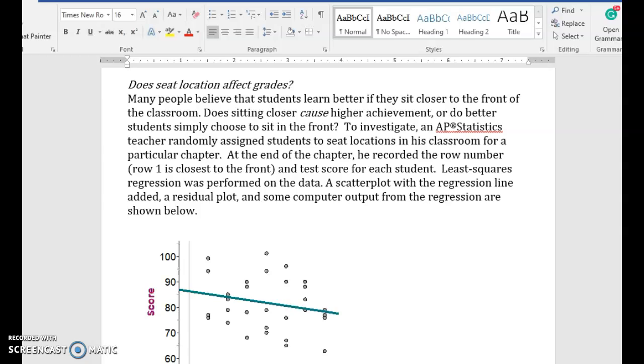Anyway, to investigate, an AP stats teacher randomly assigns students to seat locations in his classroom for a particular chapter. At the end of the chapter, he recorded the row number, where row 1 is closest to the front, and test score for each student. Least squares regression was performed on the data, a scatter plot with regression line added, a residual plot, and some computer output from the regressions are shown below.